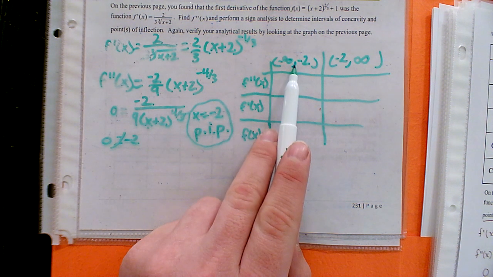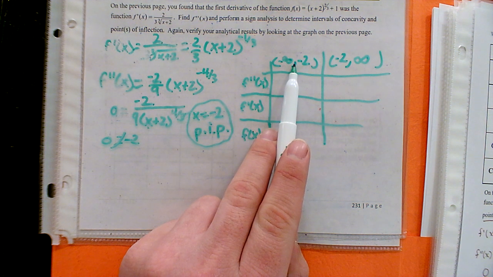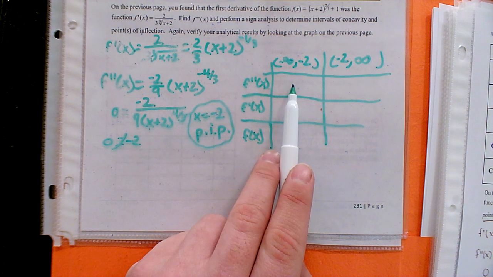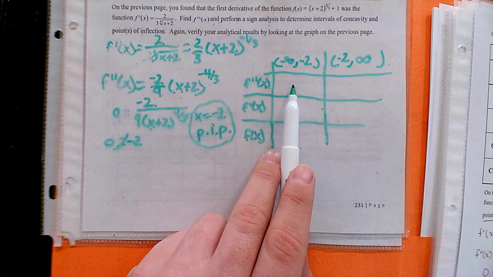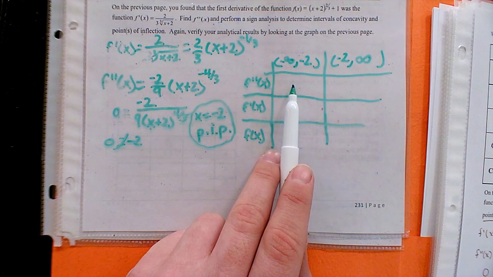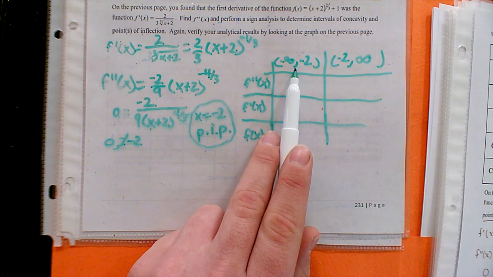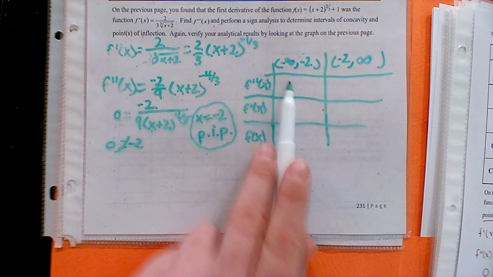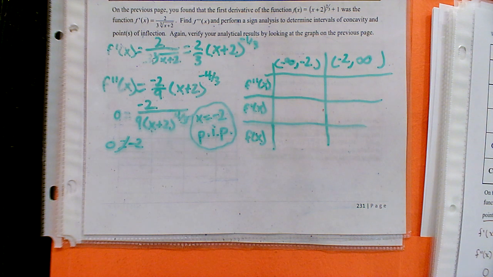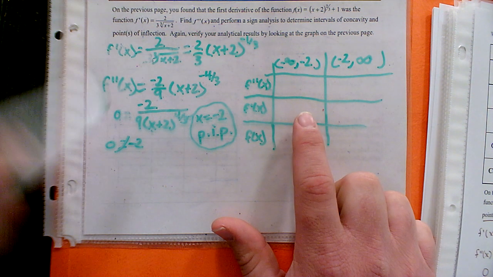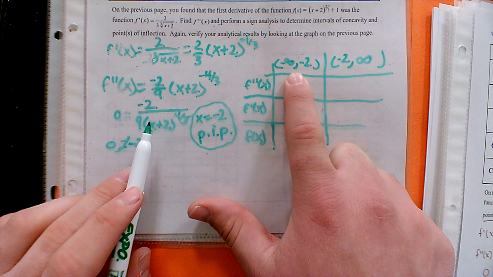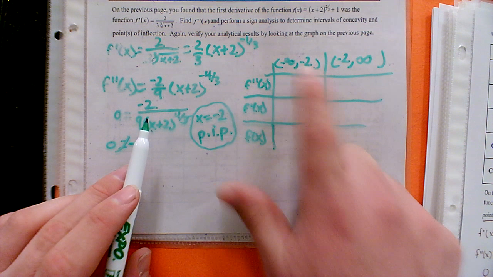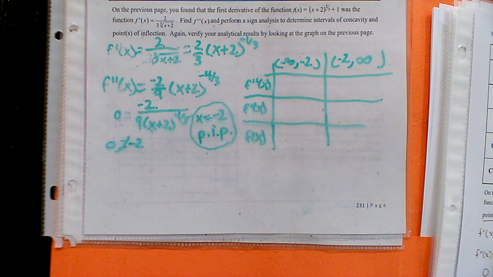If we pick a value within here, is f double prime of x positive or negative? Well, if you have a calculator, pick a number within that interval, plug it into your derivative, and see what you get. So some number within that interval. Plug it in, see if that value becomes positive or negative.